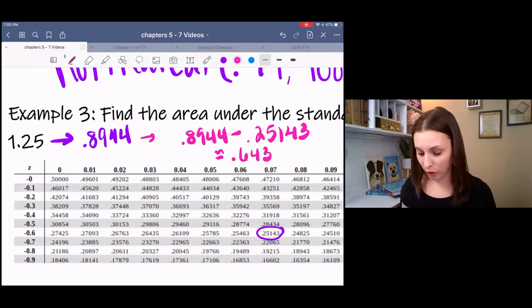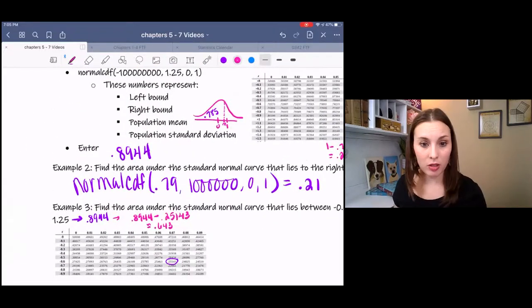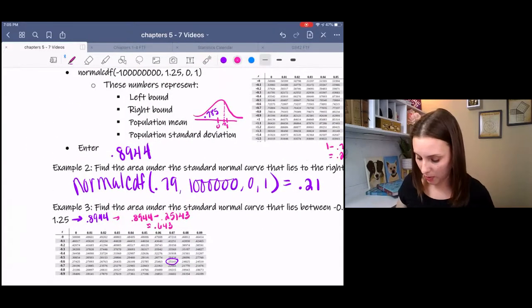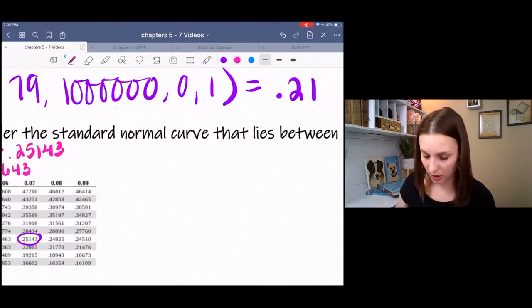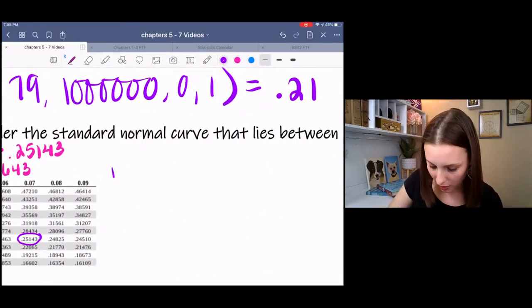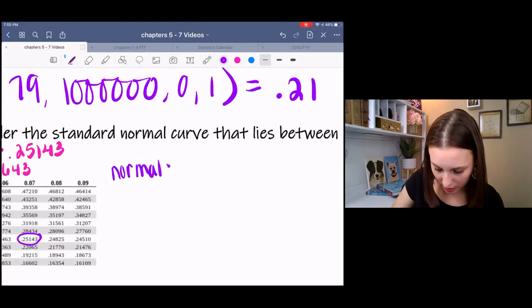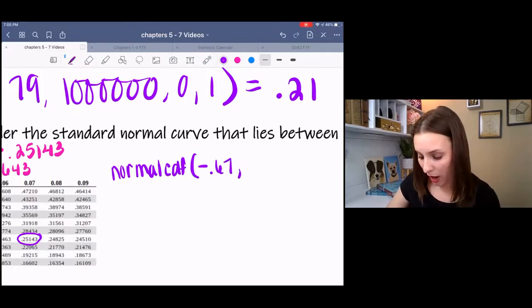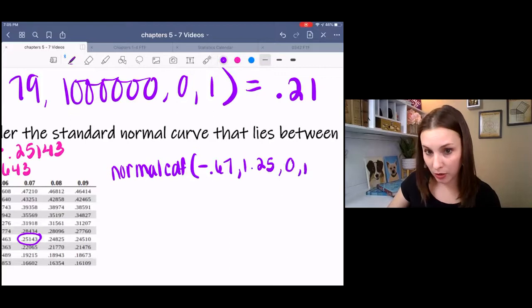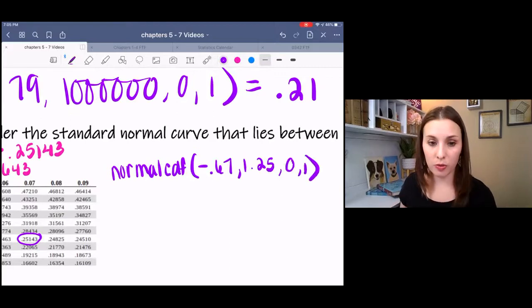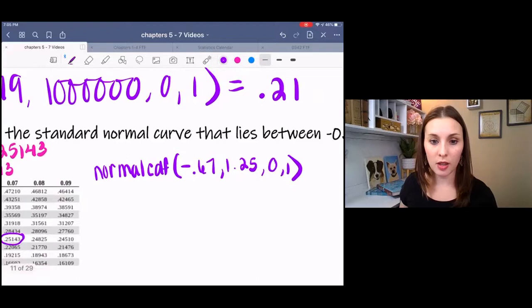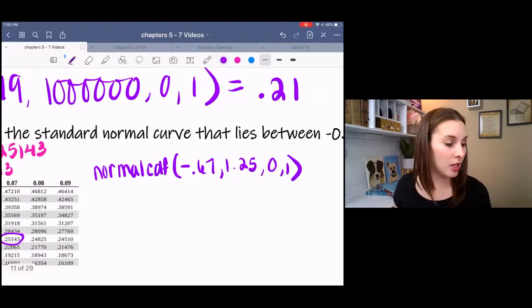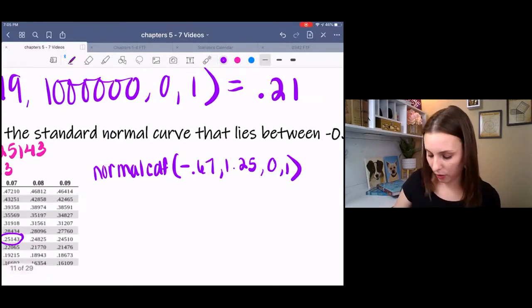And then if you chose to use your calculator, then you would type in normal CDF. Your left bound is negative 0.67. Your right bound is 1.25. Mean of 0, standard deviation of 1. Close your parentheses. And if you type that in, you will get 0.643.